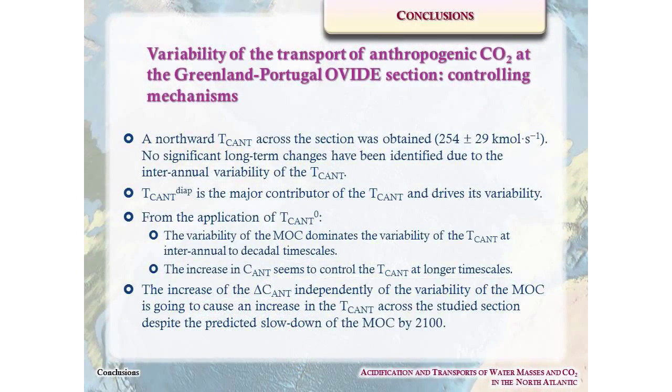And finally, the conclusion of the last study is that we find a northward transport of anthropogenic CO2 across the section with a mean value for the study period of 254 kmol per second, and no significant long-term changes have been identified due to the interannual variability of the transport of anthropogenic CO2.